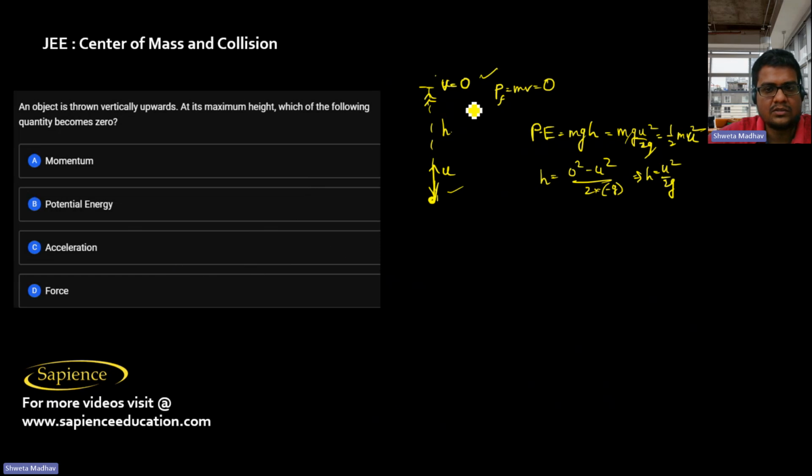So the acceleration also is not 0, since the acceleration due to gravity g is always acting. And the force is also not 0, since for any object its own weight, which is mg, will always act vertically downwards. So only the momentum will be 0 when it reaches the maximum height. So option A is the correct answer.